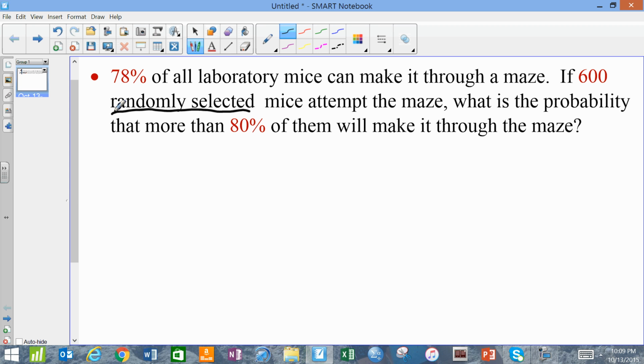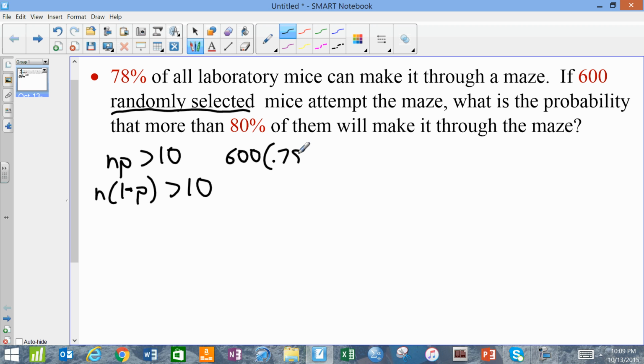We want to make sure that our sample size is large enough, and if you remember, we need to make sure that n times p is greater than 10 and n times 1 minus p is greater than 10, meaning that in this situation we want to make sure that the number that make it through is greater than 10 and the number that do not make it through is greater than 10. So our sample size is 600, which is our n, our p is 0.78. So if I multiply those two together, we're going to get 468, which is plenty big.